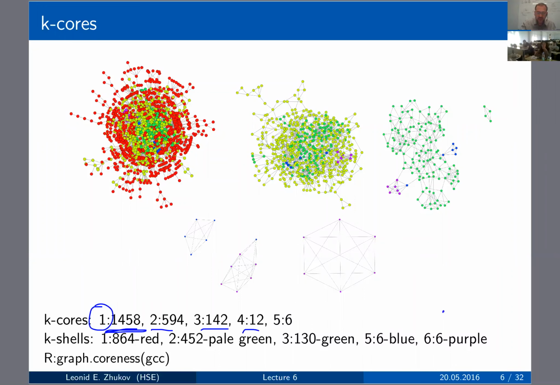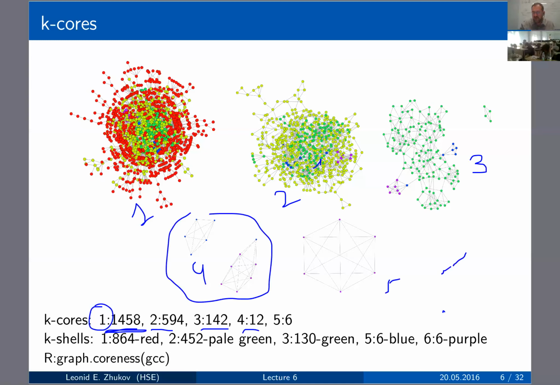So this is a picture of core 1, and for whatever reason I cannot write. Okay, this is core 1. This is core degree 2. This is core 3. This is core 4, and it actually consists of 2 parts. And this is core 5, core of degree 5. So every node in here has at least 5 neighbors.